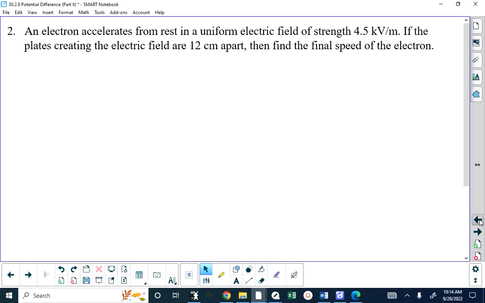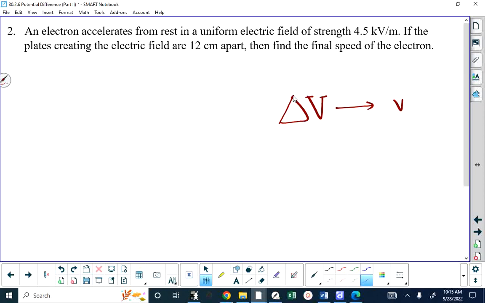So an electron accelerates from rest in a uniform electric field of 4,500 volts per meter, and the plates are 12 centimeters apart. What's the final speed of the electron? When you're dealing in this course with acceleration, you think net force. When you're dealing with charges and final speeds, you want to think in terms of voltage. I would really hope that you understand something. Knowing the voltage that a charged particle is accelerated through allows you to find the speed it reaches. Are you with me on that?